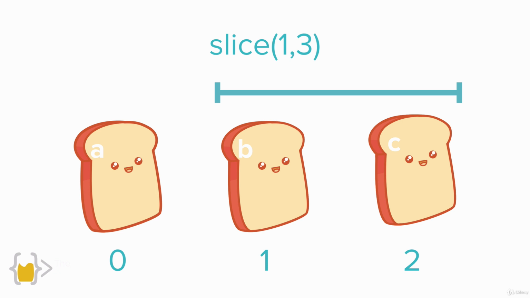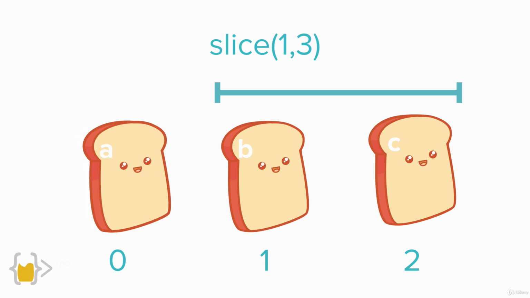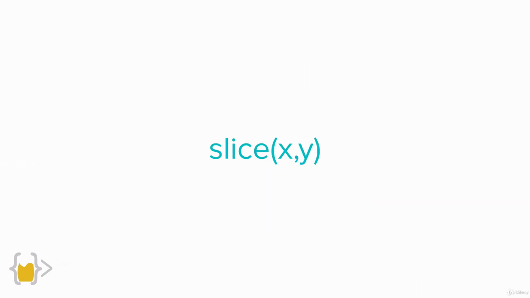One at position 0, one at position 1, and the last one at position 2. So by slicing from 1 to 3, then we end up with the characters BC. So this is what the syntax looks like. The function is called slice, and you give it two numbers, the starting position and the ending position.